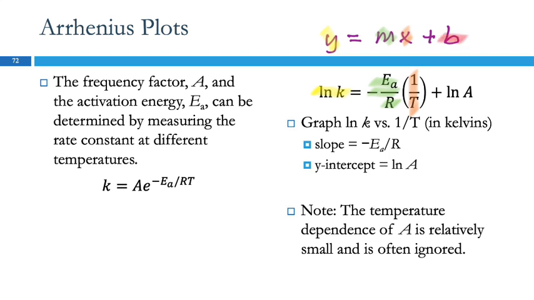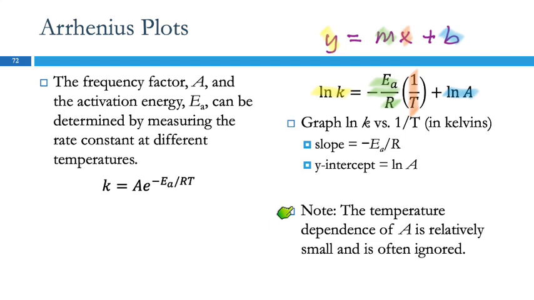The slope that the computer gives us is equal to negative EA over R. Maybe red's not the best there. I don't use blue yet. The intercept is equal to natural log of A. So this is Y. The green is the slope. This is the X value, and this is the Y intercept. Okay?